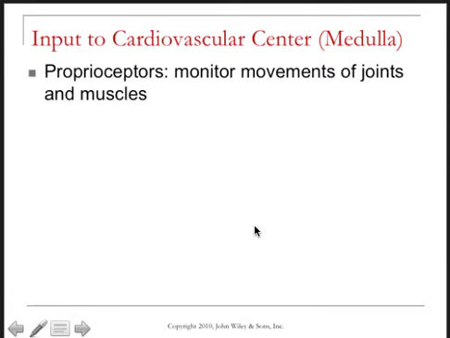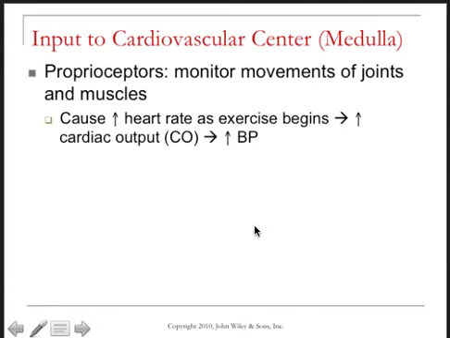Proprioceptors monitor the movements of joints and muscles. This causes an increase in heart rate as exercise begins, and as a result increases cardiac output, which increases blood pressure. Now, why does all that make sense? Okay, well, think about it. Let's say that you're going to do 50 push-ups. Okay, you start out not doing anything, then you drop on the floor and you start to pump yourself up and down, up and down, up and down.